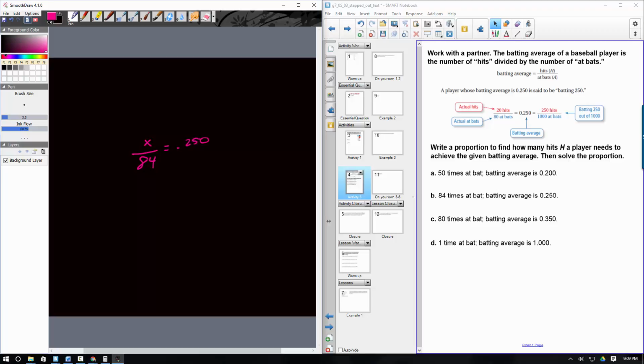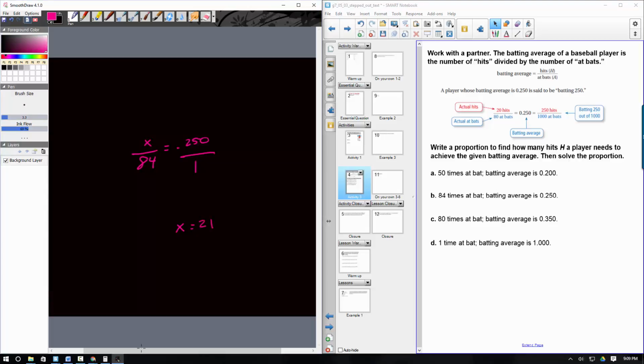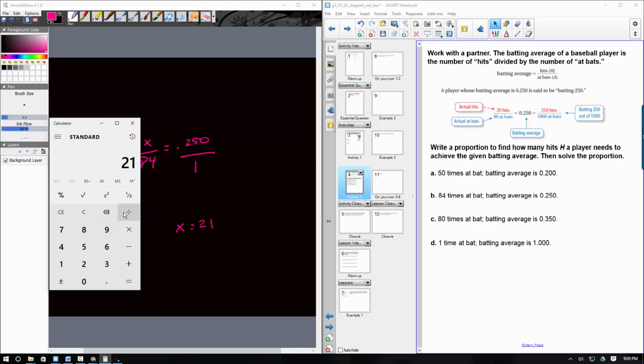So I'm going to do the same thing, and this is, of course, over 1. And this would be like 1x equals, and then 84 times 0.250. Let's just do that. 84 times 0.250 is 21. And if I take 21 divided by 84, sure enough, I get 0.25. So this is a really easy way to get these things, okay?